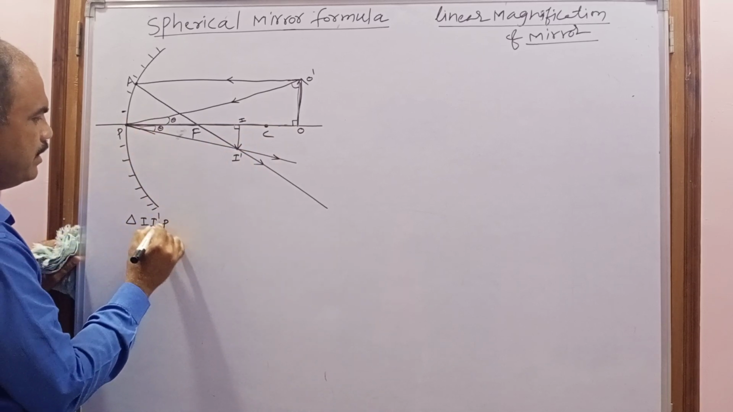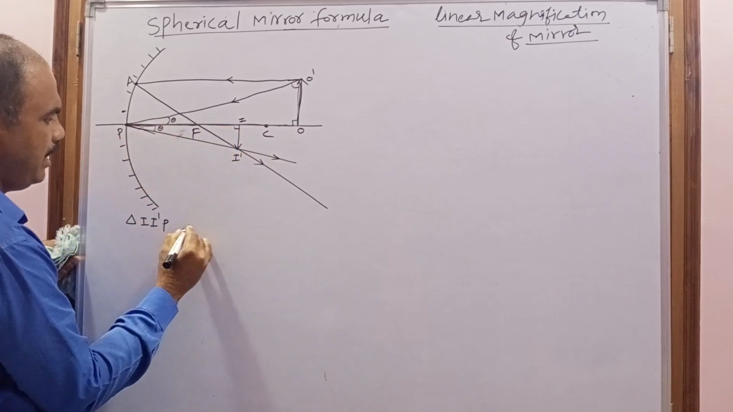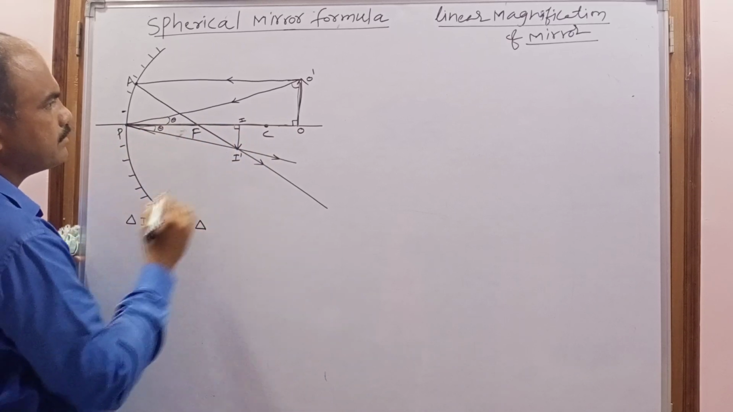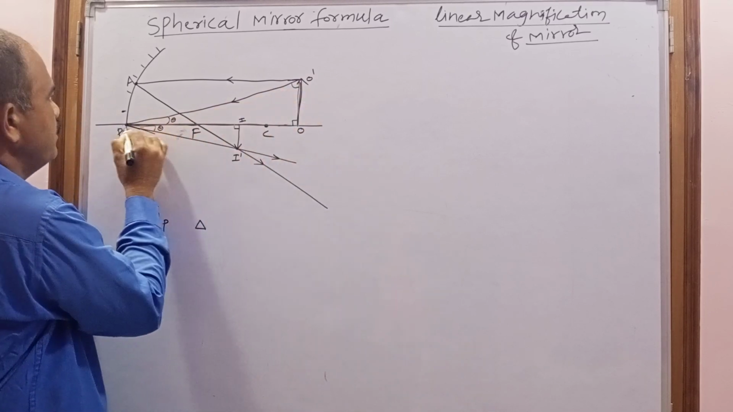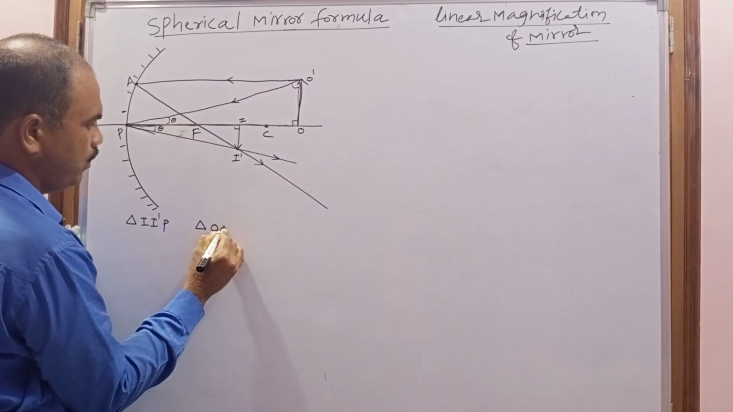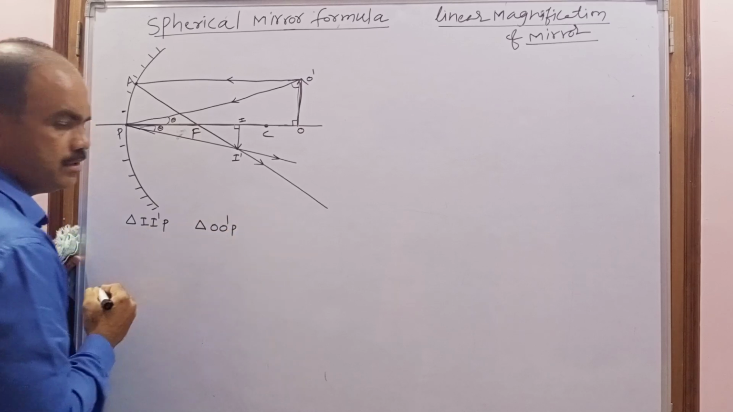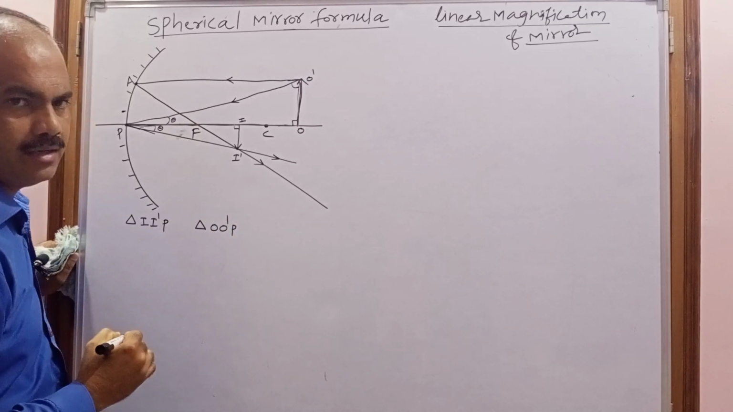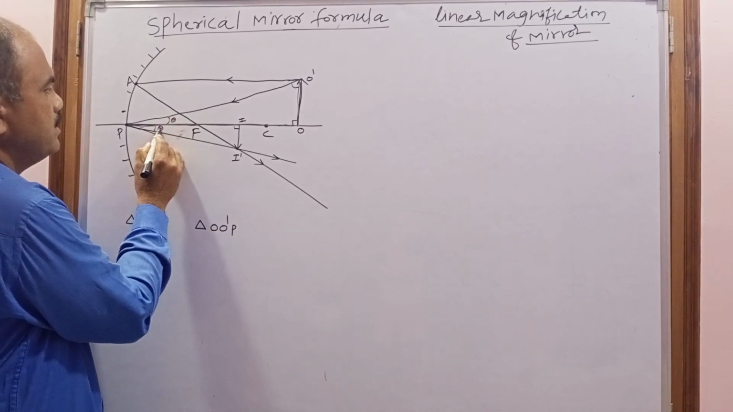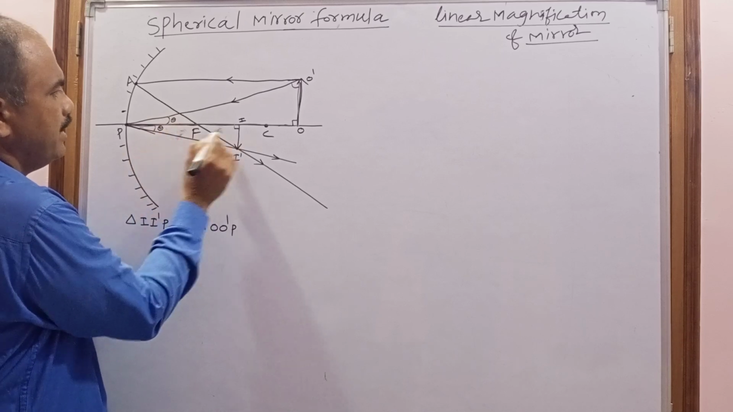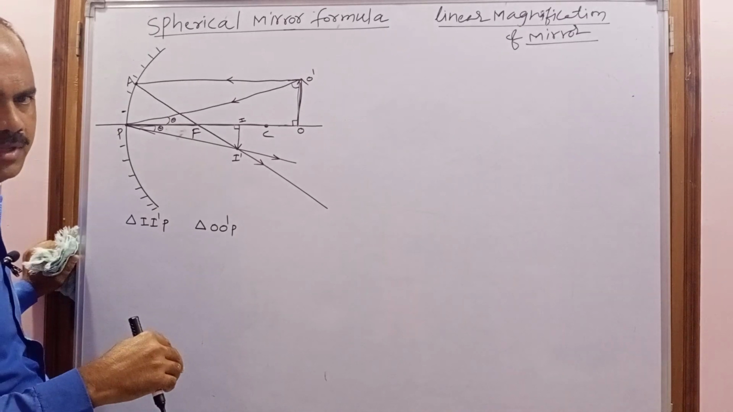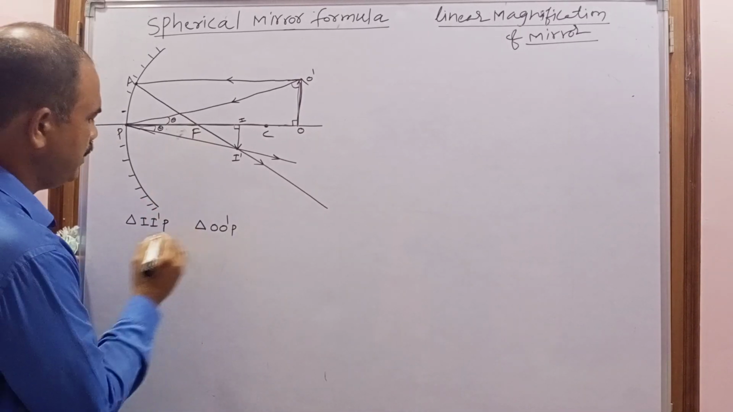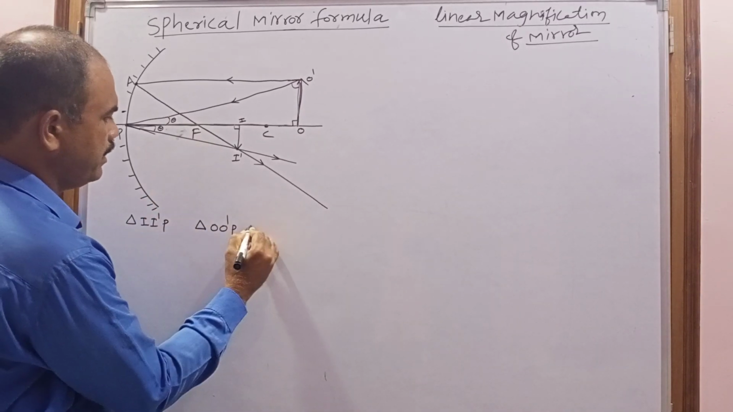This is the II dash P triangle. And the next triangle is O dash P. These are similar. Why are they similar? Here this theta, this theta, this is the first angle and this is the second angle and the third angle. All three angles are the same. So that's why these are called similar triangles.